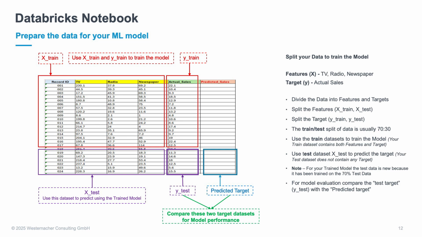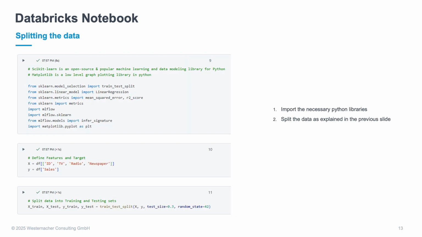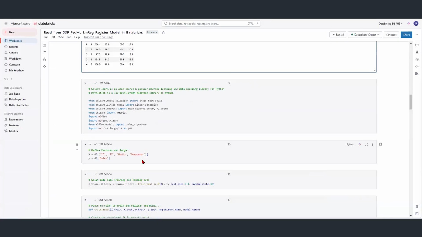For model evaluation, compare the test target y_test with the predicted target. That basically should tell you how good your model is behaving. Now we will go back to the Databricks notebook just to see how we're doing the test split.